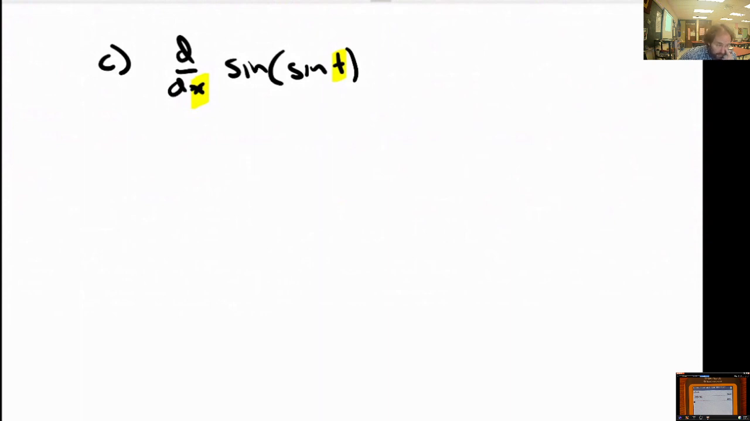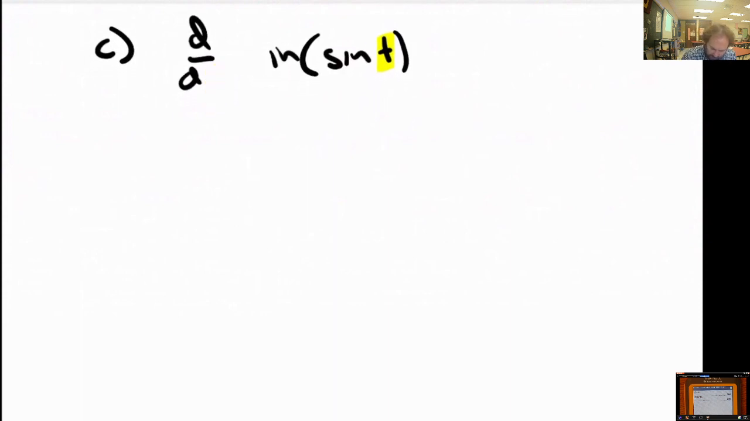No, they want that. That's just a typo on their part. Okay, they want the derivative with respect to t. See, here I was thinking that they were trying to pull a fast one on us. No, it should look like that. They do want the legit derivative of this, so we'll go and do the legit derivative.